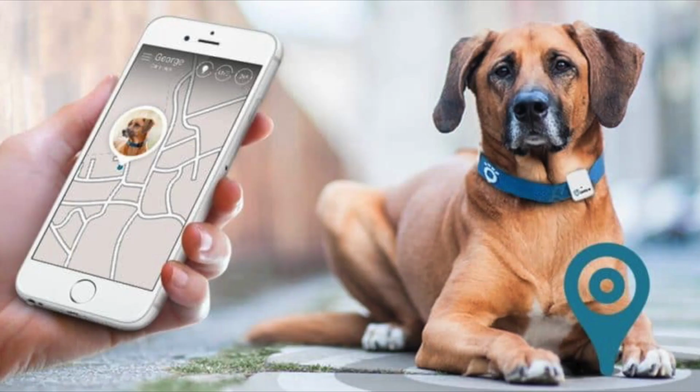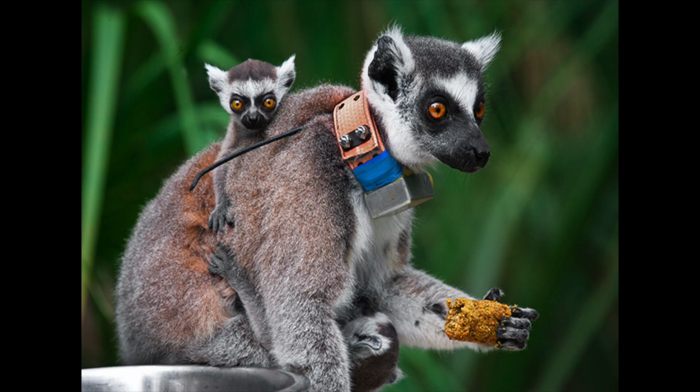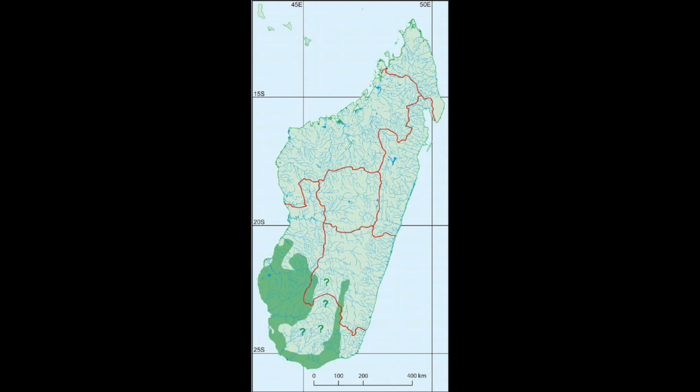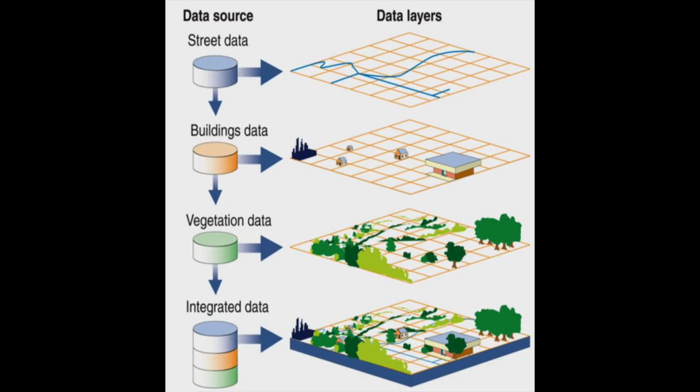A researcher can place collars with GPS systems on the animal to track its spatial movements. This information, along with vegetation, elevation, and other data layers, can create a distinct map of the animal's activity and map out the habitat.